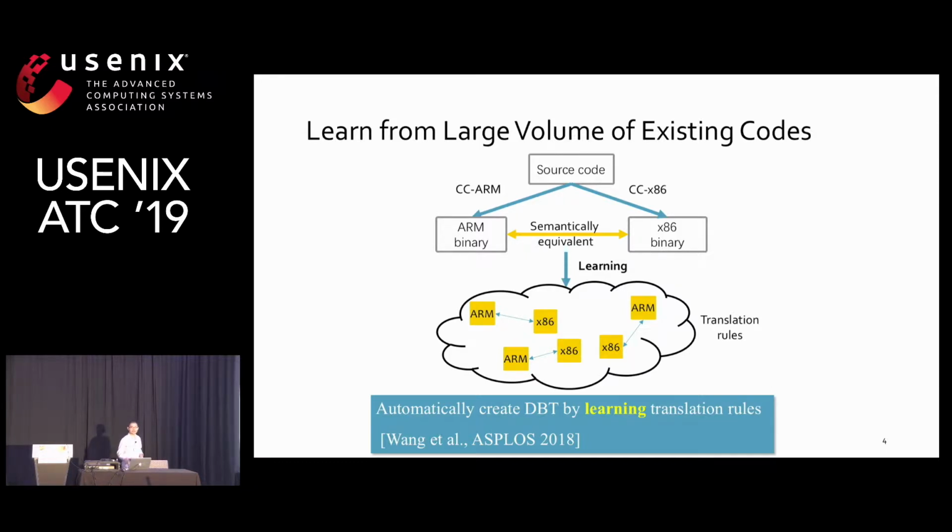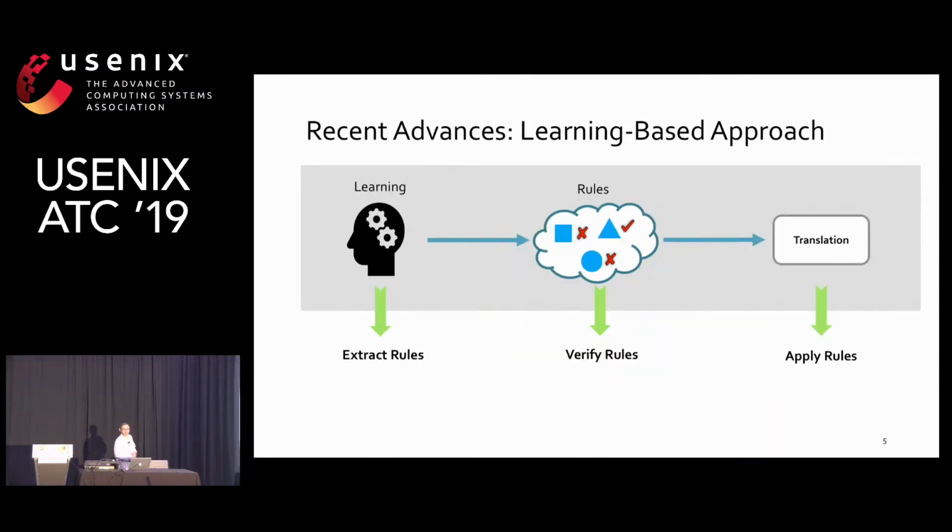Now let's see how this approach works. First, during the compilation process, the guest instructions and the host instructions that correspond to the same learning scope are extracted. Here, the learning scope is one line of source code. Each pair of the extracted guest and host instructions form a translation rule.